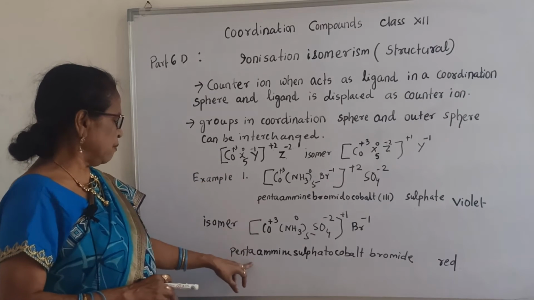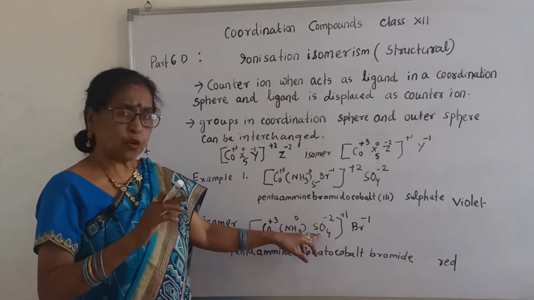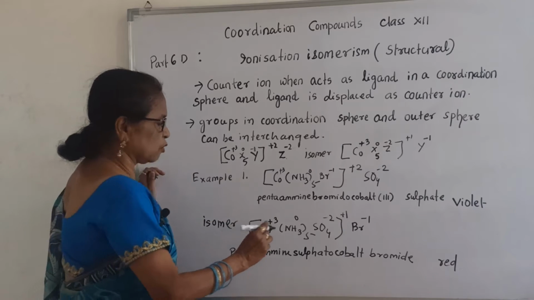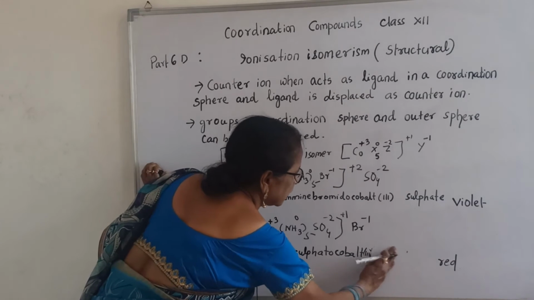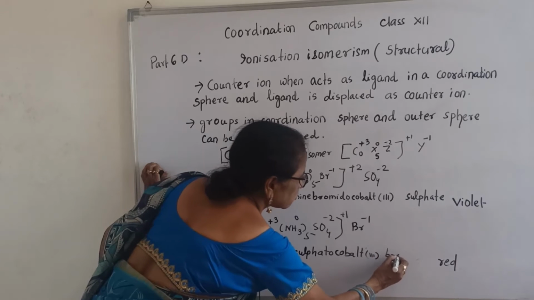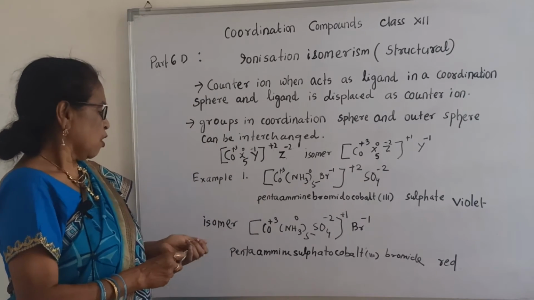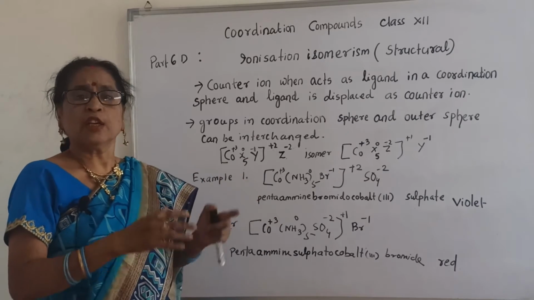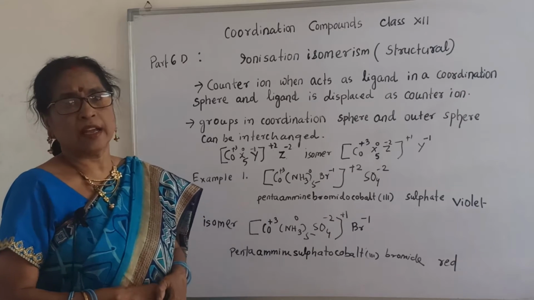So what is the name? Pentamine sulfato, because sulfate is now inside this coordination sphere. Cobalt, and cobalt 3 is not written, so you should write cobalt 3, and here a gap, cobalt 3 bromide. So here what should we write? Cobalt 3, because the charge number is 3. So what is the rule? You should write the Roman numeral here, and that is bromide. I hope it is clear.